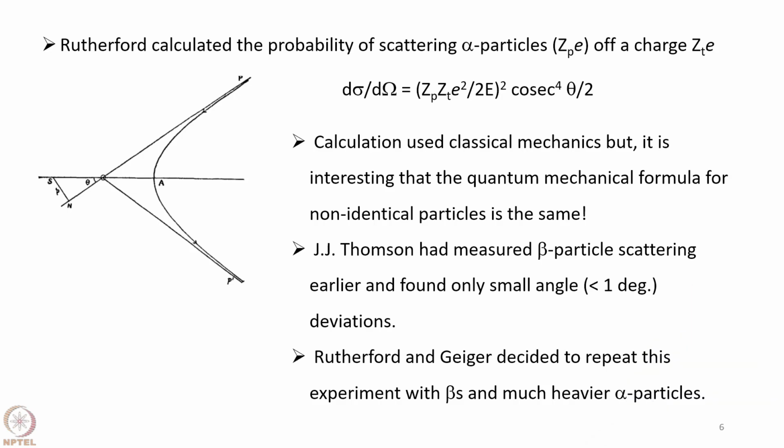Rutherford and Geiger, of course, decided to repeat this experiment of J.J. Thomson, which was done with beta particles, with the much heavier alpha particles. And so, when they found large angle scattering, its origin had to be some extremely strong electric field, which can exist at just close quarters to a compact object, and that was what was found to be the nucleus.